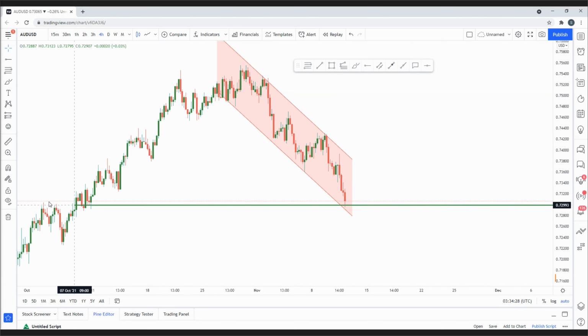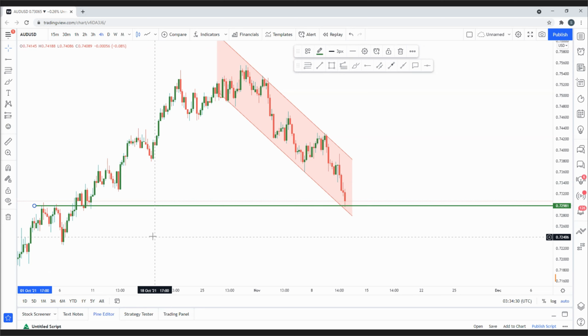Okay, so there's a clear overlap right here too, right? So this is a very good support overlap. Okay.